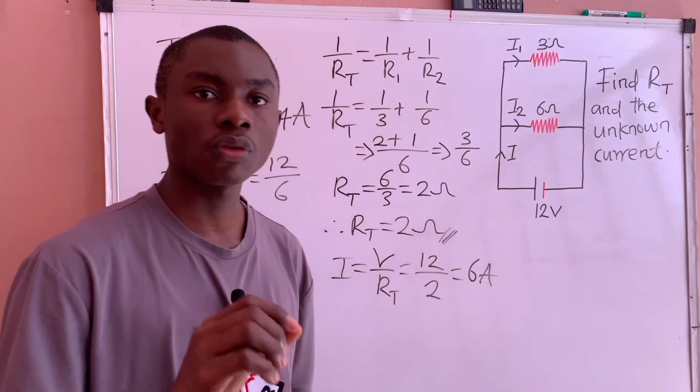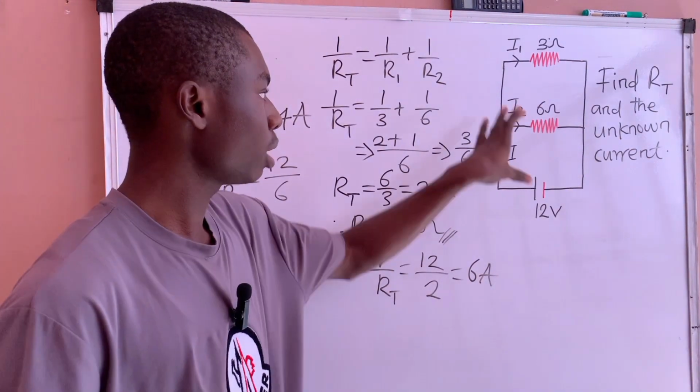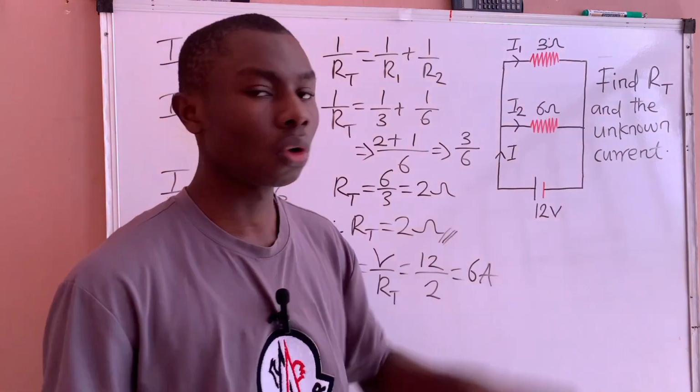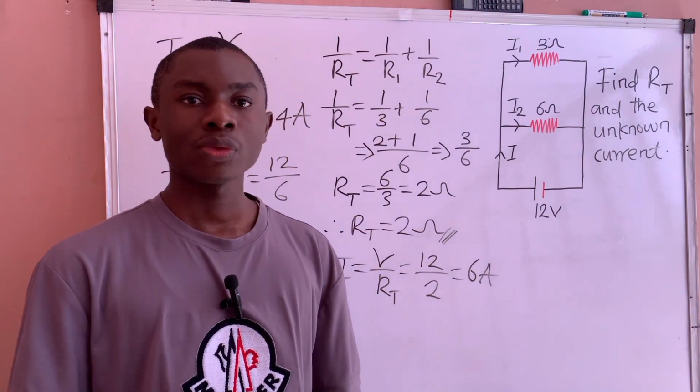So that is how to find the total resistance in a parallel circuit and also the unknown current.